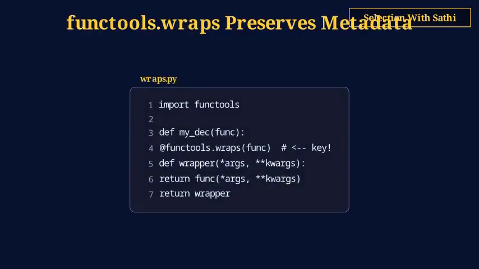functools.wraps is critical for well-behaved decorators. Without it, the wrapper function replaces the original's __name__ and __doc__. Apply @functools.wraps(func) to your wrapper function. It copies __name__, __doc__, __qualname__ and __module__ from the original. This is essential for debugging, introspection, and the help function.